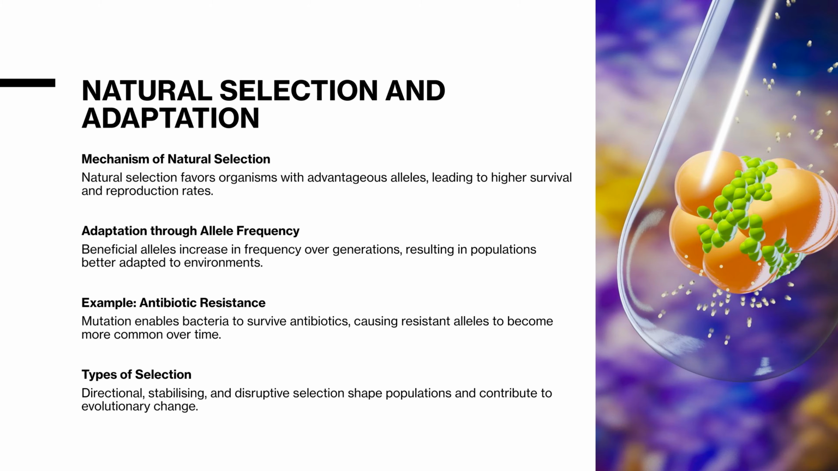An example is antibiotic resistance in bacteria, where a mutation conferring resistance allows some bacteria to survive antibiotic treatment and reproduce. Over time, the resistant allele becomes more common. Natural selection can lead to evolutionary change and, eventually, speciation if populations become reproductively isolated. Students should be able to describe changes in allele frequency using graphs and data, and to distinguish between directional, stabilizing, and disruptive selection. Understanding natural selection also helps explain biodiversity and the relationships between organisms.